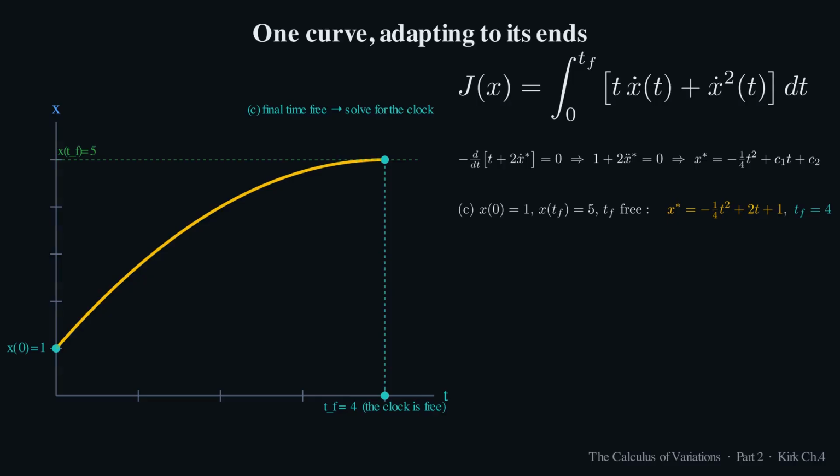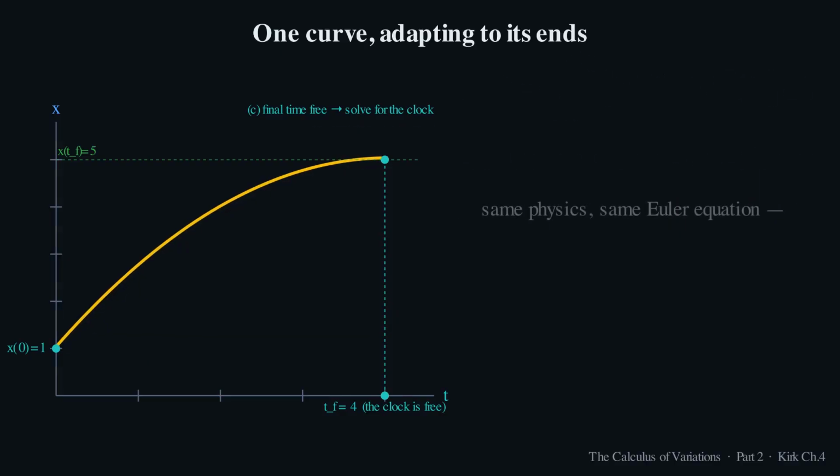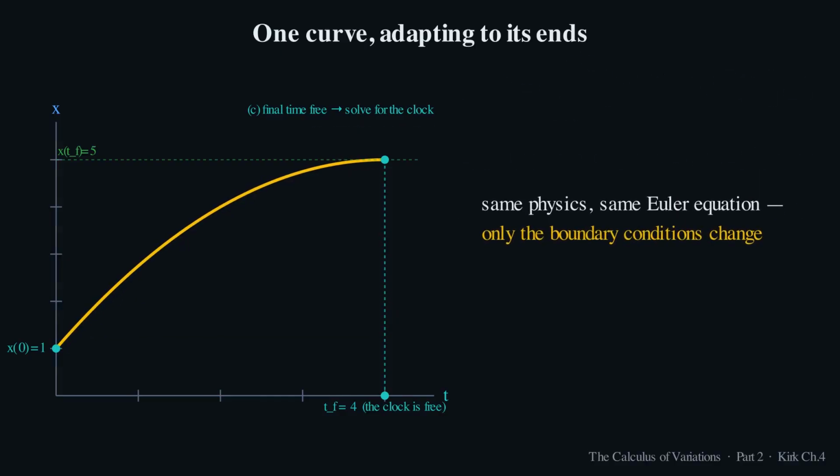The free time condition kicks in and solves for the clock itself. x star equals minus 1/4 t squared plus 2t plus 1, with the final time equal to 4. Same physics, same Euler equation, only the boundary conditions change, and the table tells you exactly which one to use.